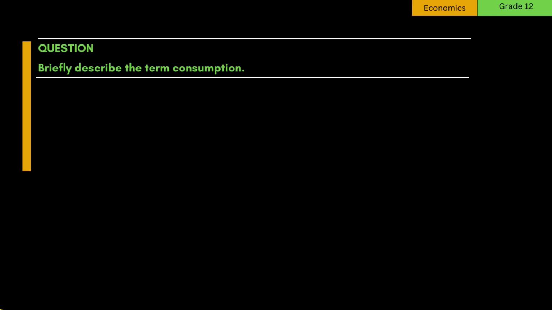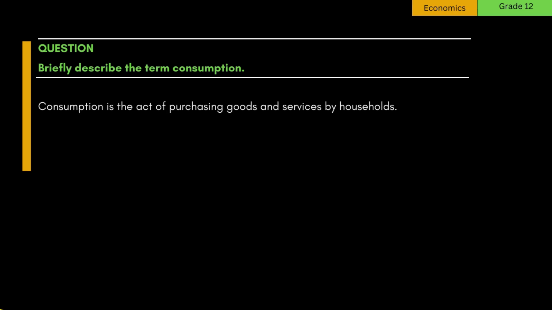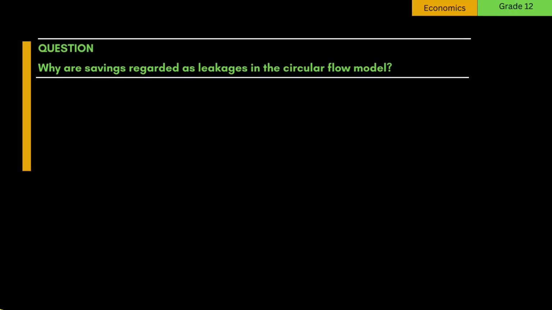Question: briefly describe the term consumption. Consumption is the act of purchasing goods and services by households. Question: why are savings regarded as leakages in the circular flow model?